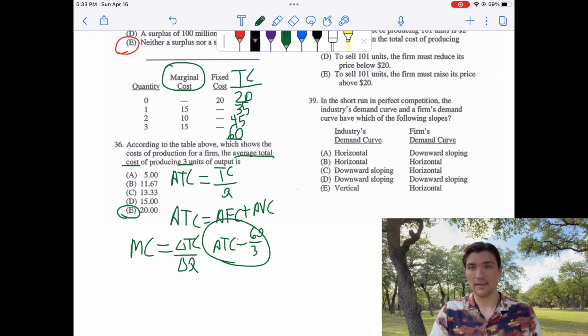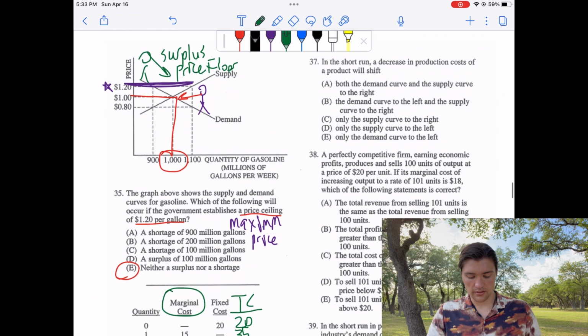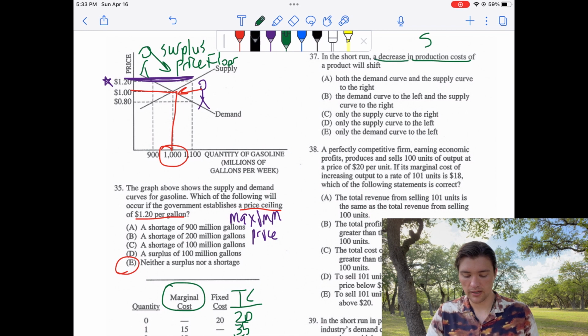36 is E because we found our total cost and we have our quantity. Okay. Number 37. In the short run, a decrease in the production cost will shift what? Well, it's production cost, so that's supply. Because it's a decrease, supply is going to go up. So therefore, we're going to shift the supply to the right.